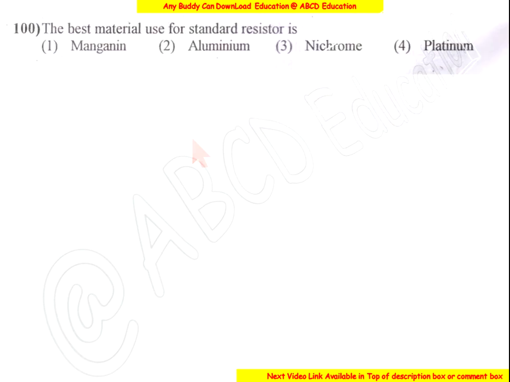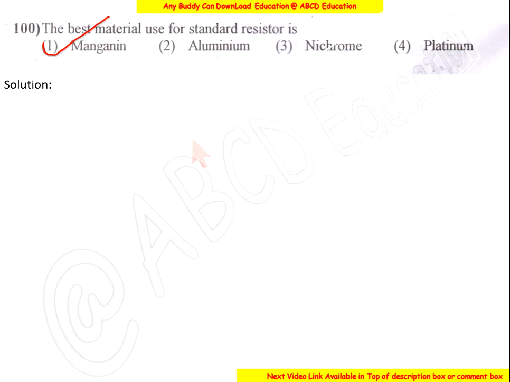Now come to question number 100. The best material used for the standard resistor is manganin, aluminium, nichrome, platinum. We use manganin material. Why? For DC measurement we use manganin, but for AC measurement we use constantan, and that is Eureka.